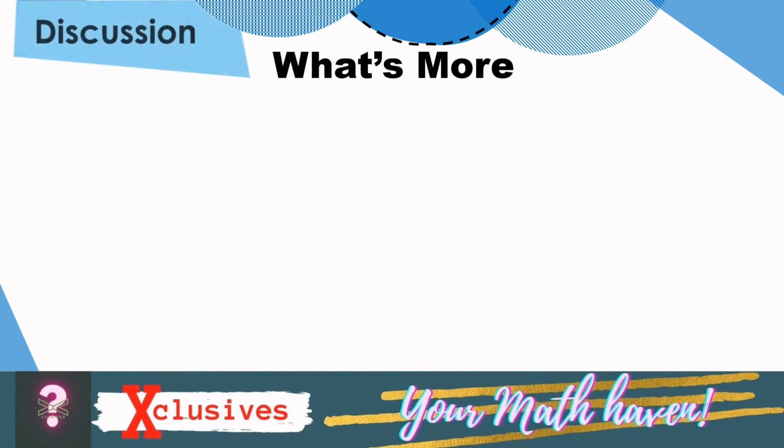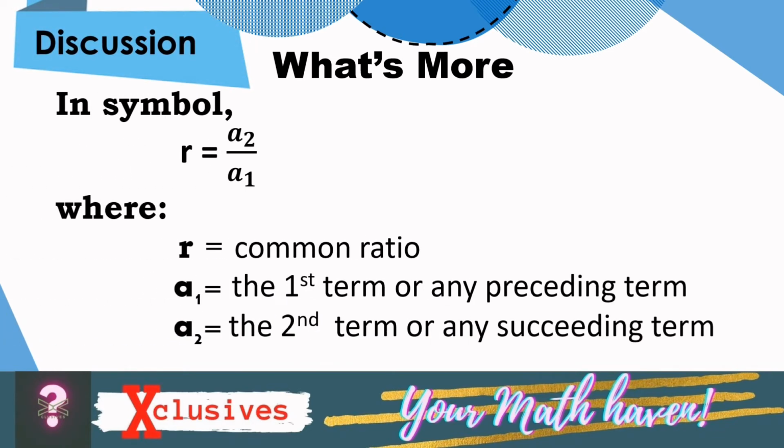To put that in symbol, we have r is equal to a sub 2 over a sub 1, where r is the common ratio, and a sub 1 refers to the first term or any preceding term. A sub 2 refers to the second term or any succeeding term. The symbol used, a sub 2 over a sub 1, does not limit to the first term and the second term only. You can use any other consecutive terms to be substituted to the formula.